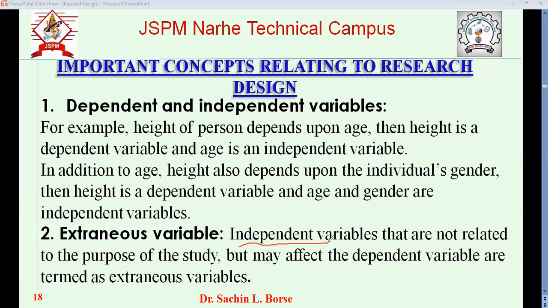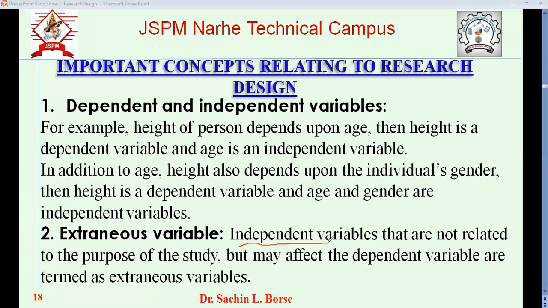So independent variables that are not related to the purpose of study. Our purpose is only to compare the yield of two varieties of rice. Our purpose is not to study the effect of fertility variation on the yield of the two varieties. So we can say that fertility of the land is an extraneous parameter.